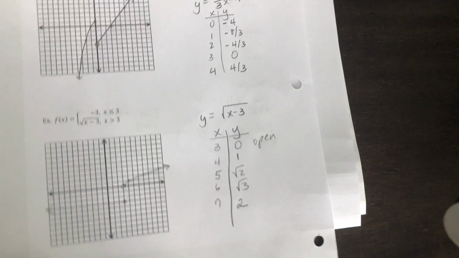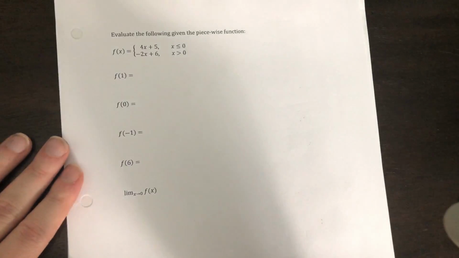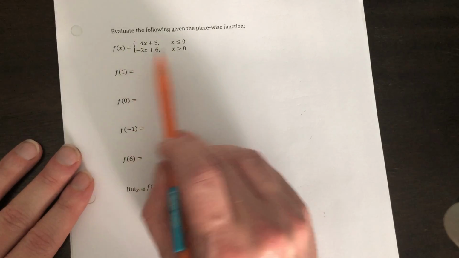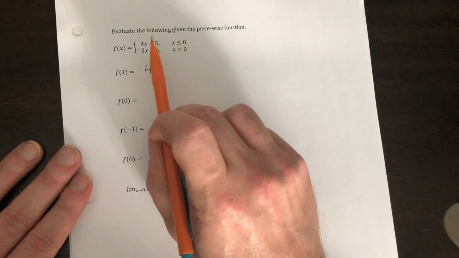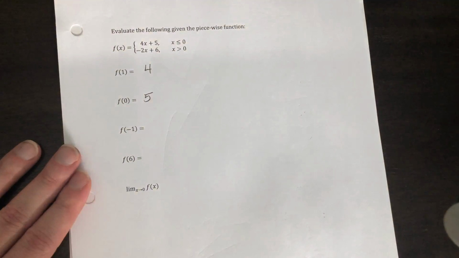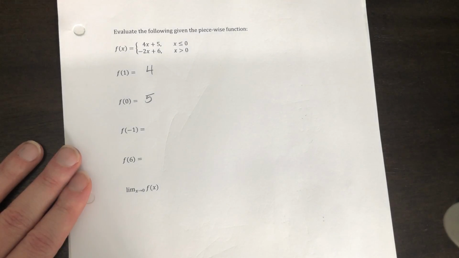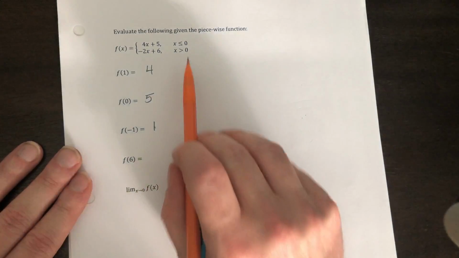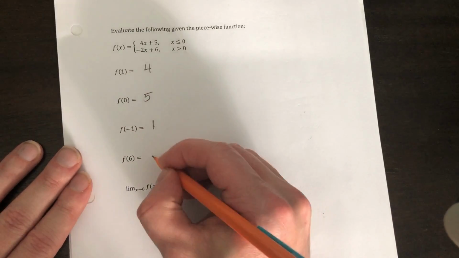Okay. And we have another one of these problems. Yeah, that's the last one. Okay, so we're going to look at which branch we're lying in. F of 1 is going to be in this branch right here, so we plug in 1. Negative 2 plus 6 is 4. F of 0 lies in this branch, so 0 plus 5 is 5. F of negative 1 lies in the top branch, so we plug in negative 4 plus 5, which is 1. Plug in a 6. 6 is going to lie in the bottom branch, so that becomes negative 12 plus 6, which is negative 6.